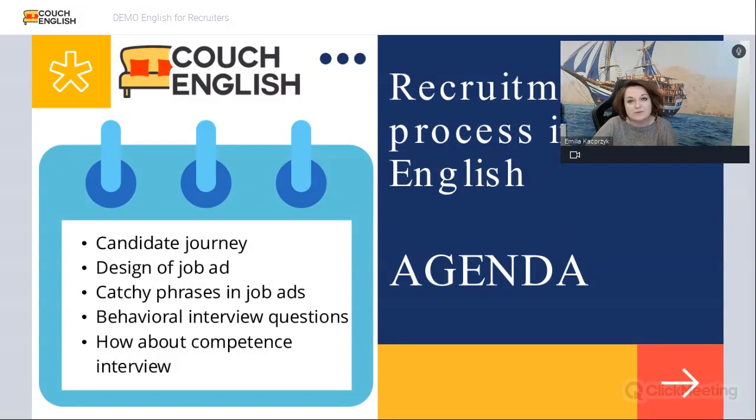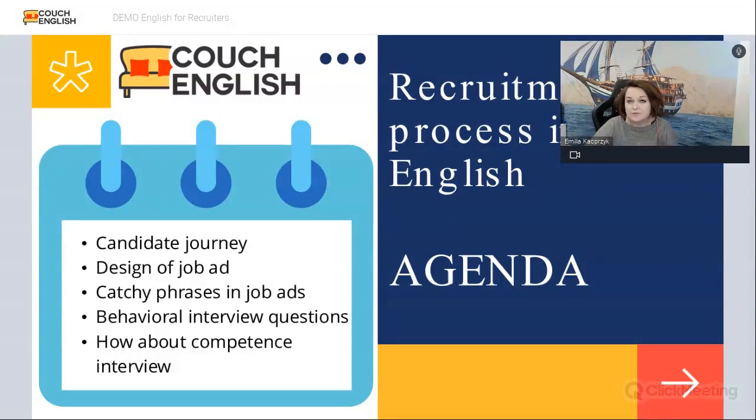Then we will move on to the design of the job advertisement. Here I will provide you with certain phrases, structures, and words connected with designing the job advertisement. So what kind of words we can use for the purpose of the job advertisement.